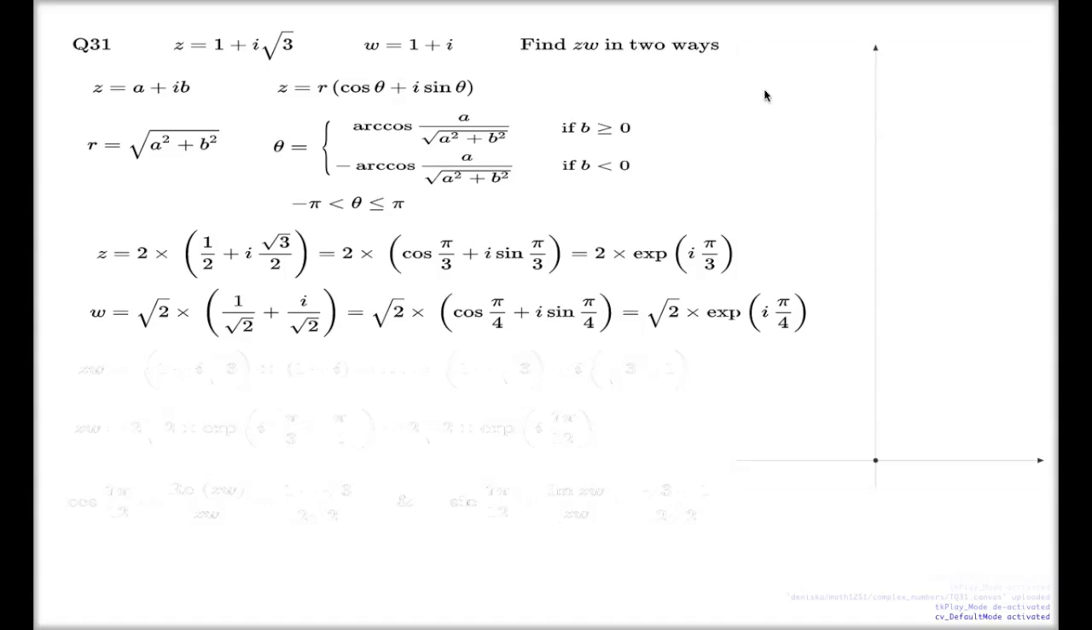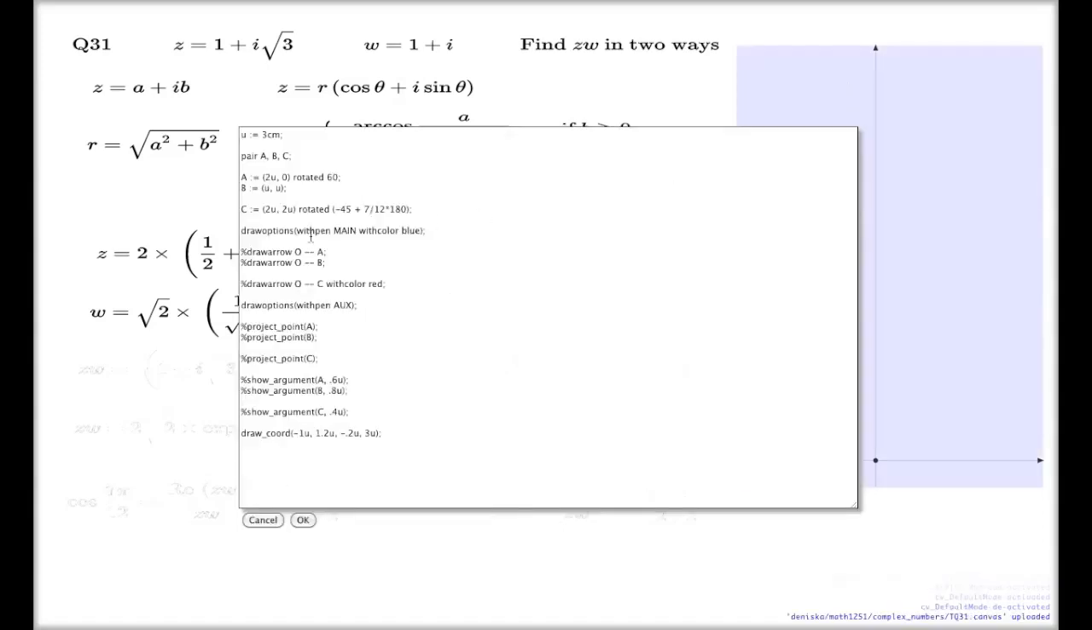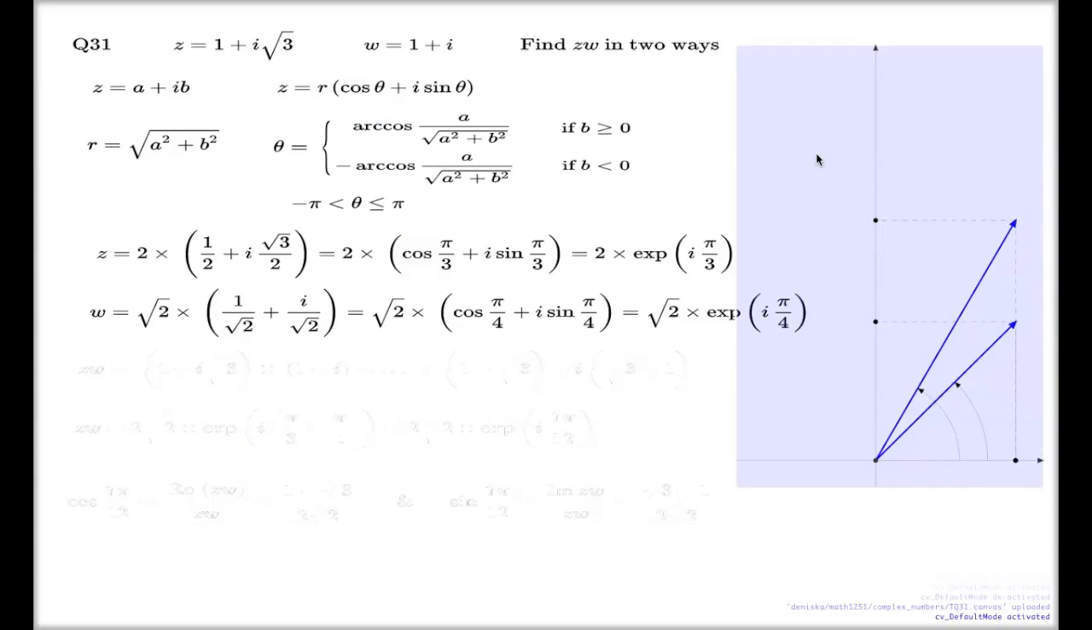I have a picture here. Let me just picture these numbers for you. Here are my complex numbers, blue vectors that represent these two numbers. The lower one is the w complex number, 1 plus i, so this is the real part, 1. This is the real part, and the imaginary part of this number is i.